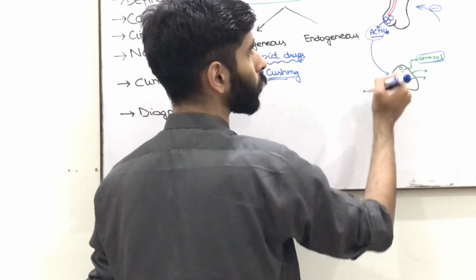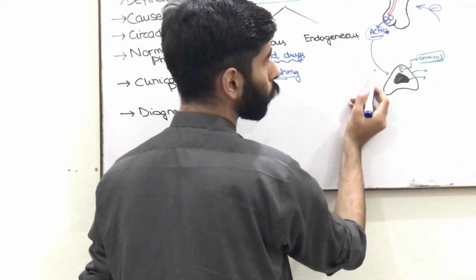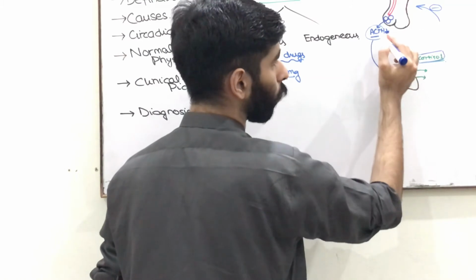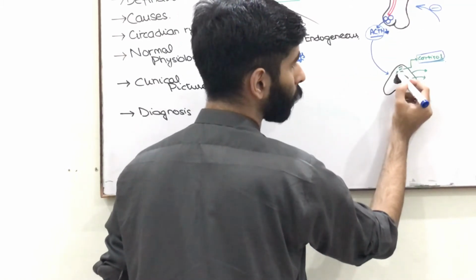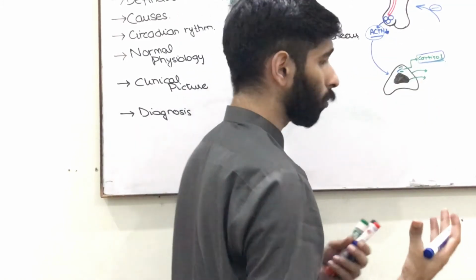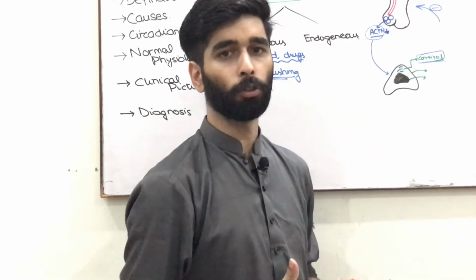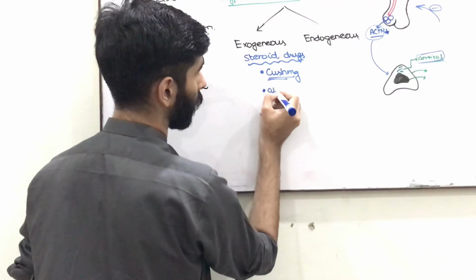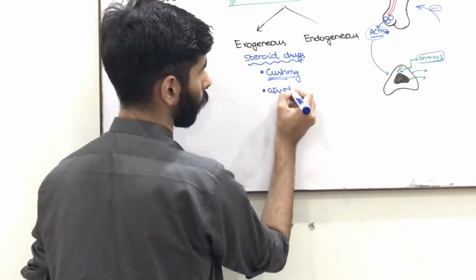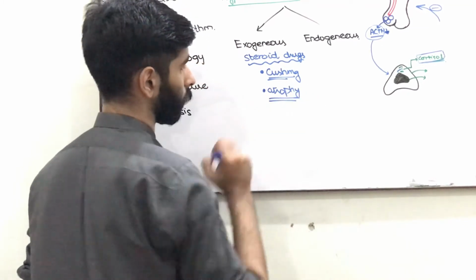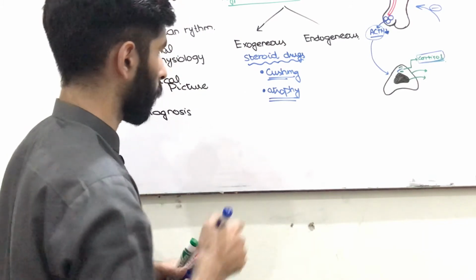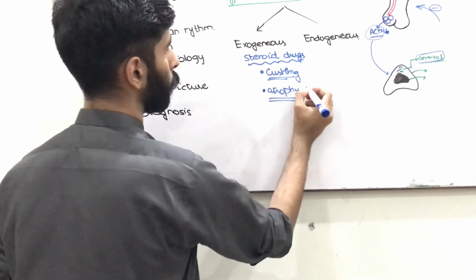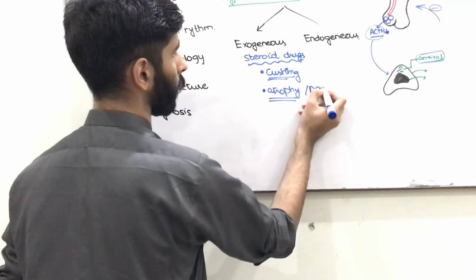When there is a decreased production of ACTH, there will be loss of the stimulating action of ACTH on the zona fasciculata. So it leads to atrophy of the adrenal gland. An important point is that it causes atrophy of the adrenal gland due to decreased production of ACTH.